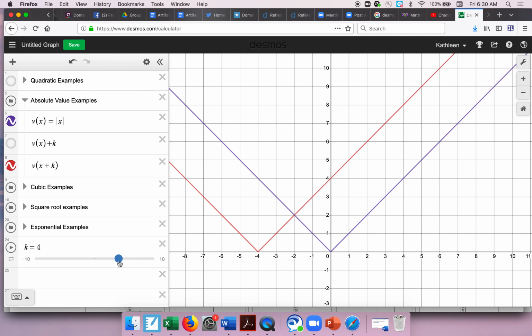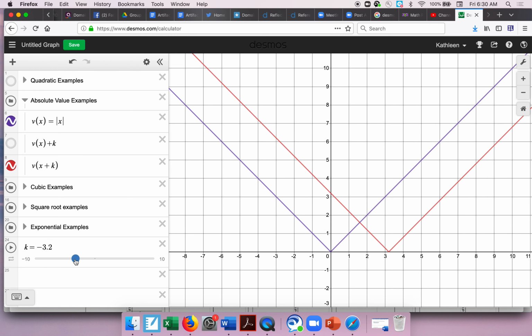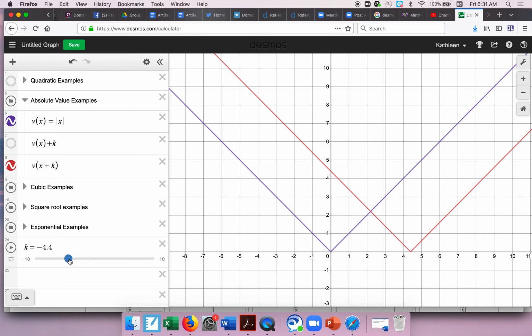So right now, it's at positive 4, and it made it move to the left 4. Every point moved to the left 4. This vertex point's very easy to see, but this point moved to the left 4. This point moved to the left 4. Every point moved to the left 4 versus every point moving to the right. Let's see if I can get it on negative 4. Boom, there we go. All right, so this point moved to the right 4. This point right here.